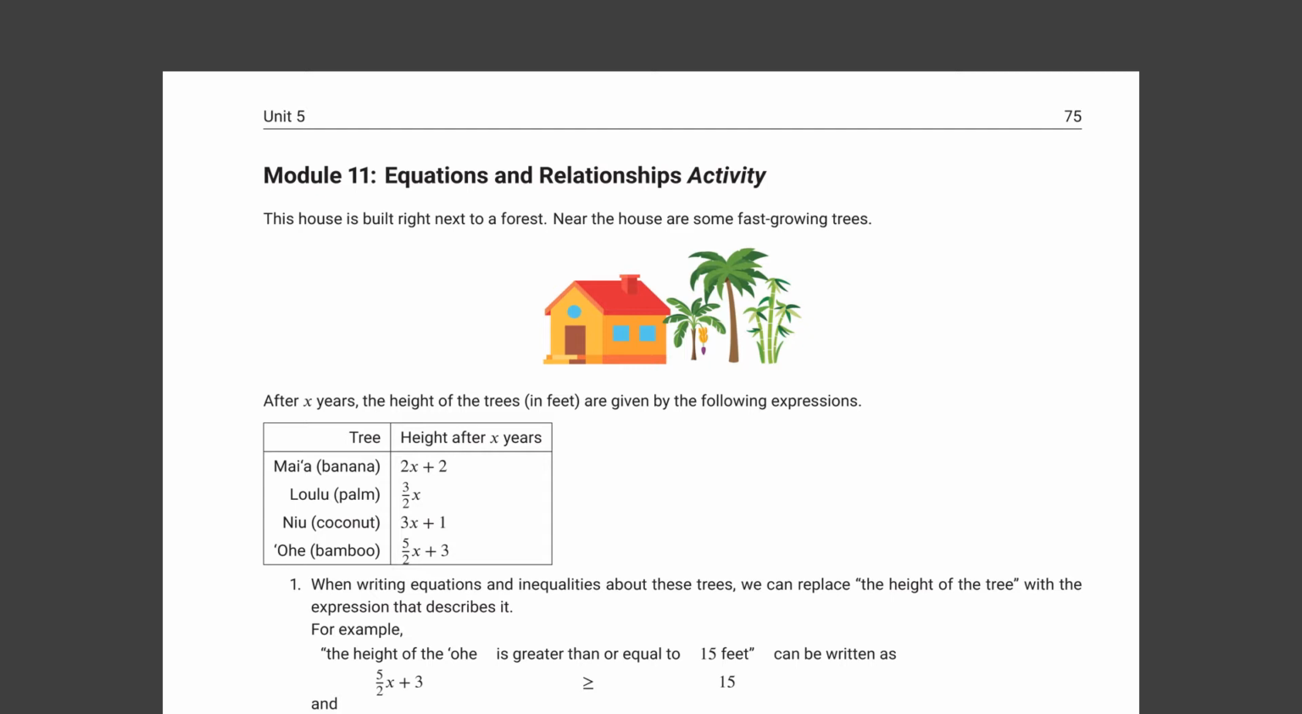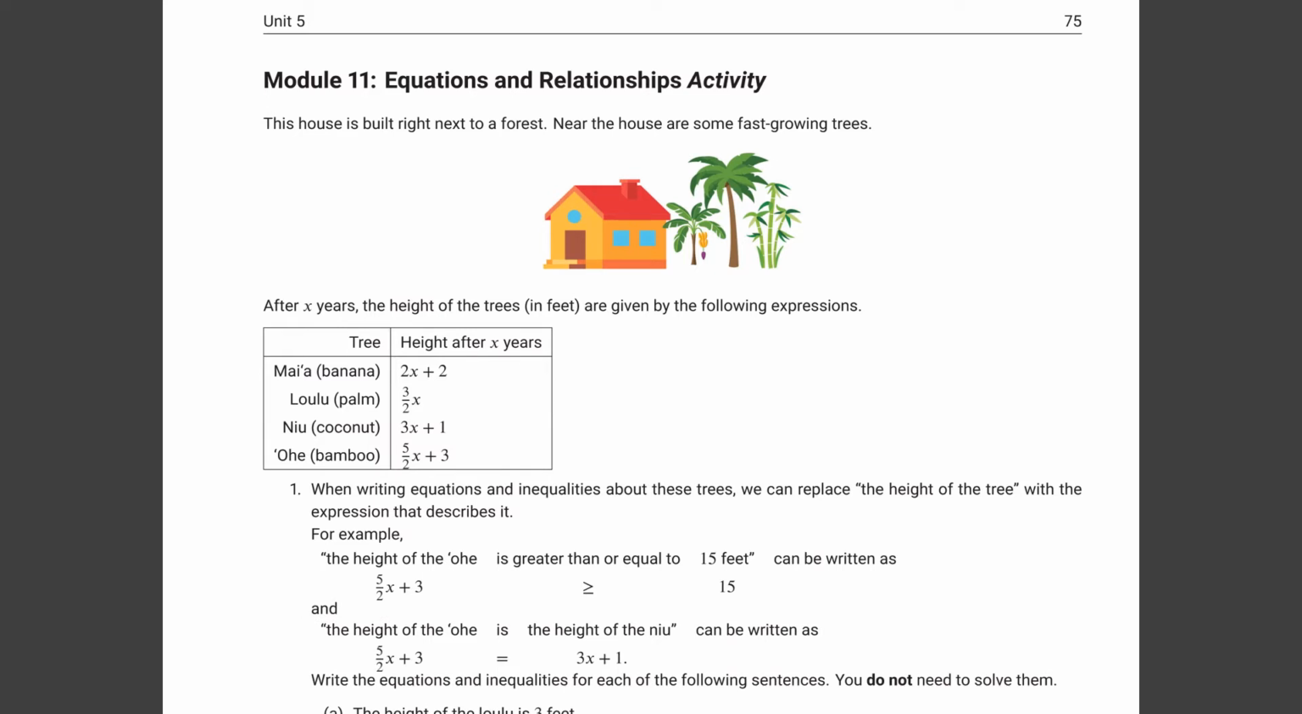After x years, the height of the Maya tree is 2x plus 2 feet. The Lolu tree is at 3/2 times x feet. The height of the new tree is 3x plus 1. And finally, after x years, the height of the Ohe is at 5/2 times x plus 3 feet.